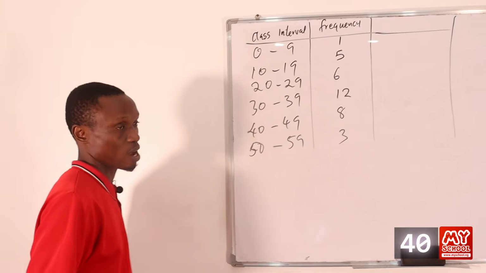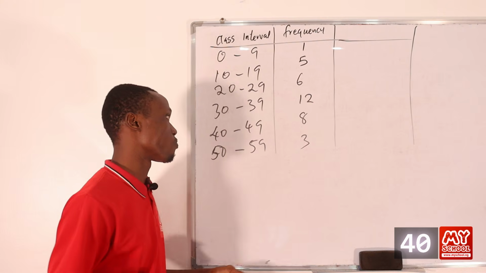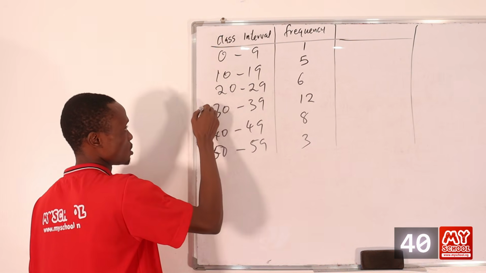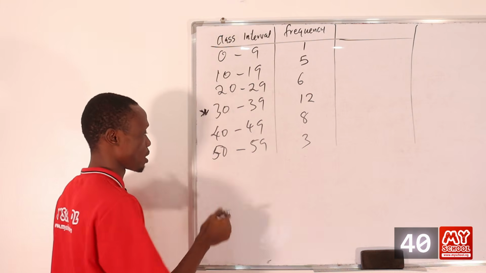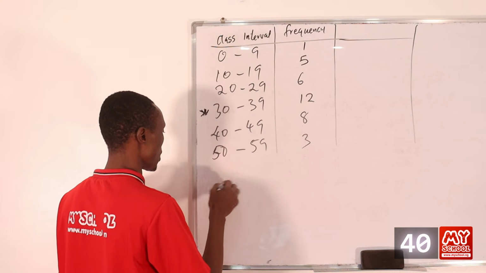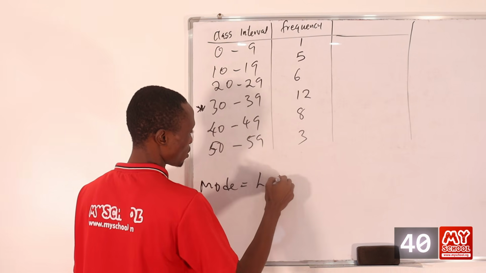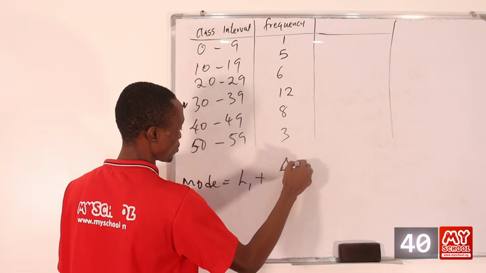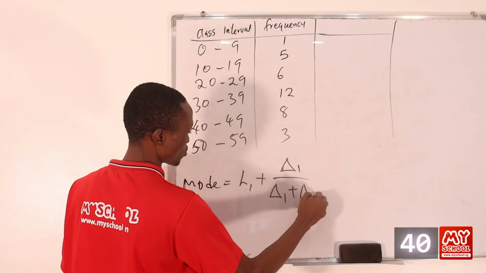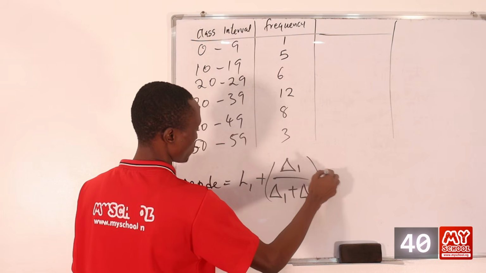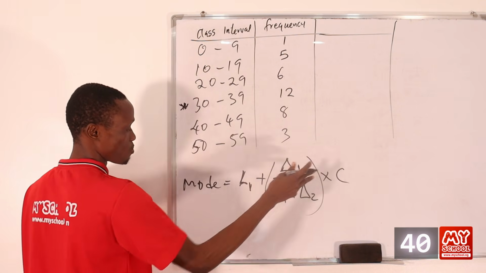So in this question, we are asked to estimate the mode of the distribution, but now we've already identified the modal class, which is here. To solve this, we actually need a formula, and the formula is given as: mode is equal to L1 plus, in brackets, delta 1 over delta 1 plus delta 2, times C. I'm going to tell you what each of these represents.